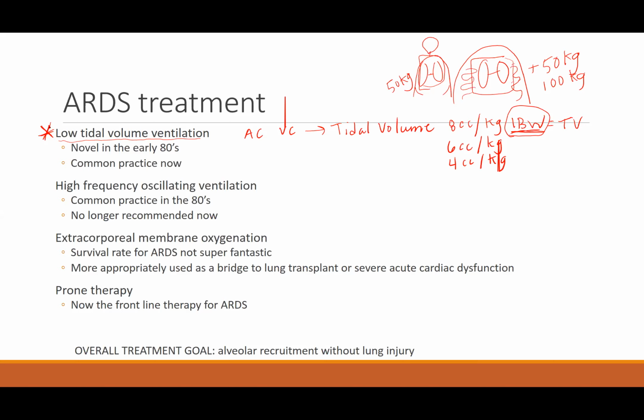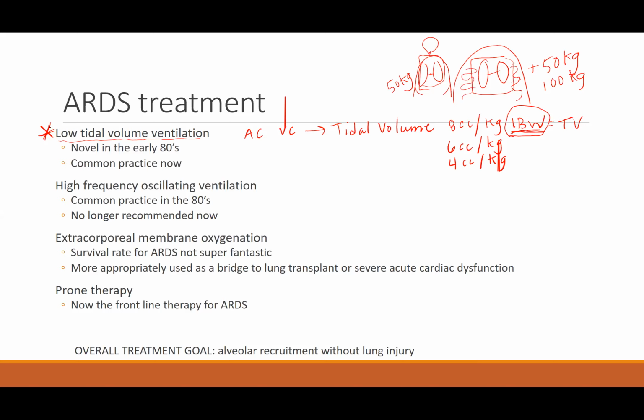The thing about ECMO, I love ECMO. I think it's fascinating. I've really enjoyed working with ECMO patients when I've had the opportunity to do so. The survival rate for ARDS patients on ECMO is just not that good. The evidence, for the most part, doesn't support putting numbers and numbers of ARDS patients on ECMO.